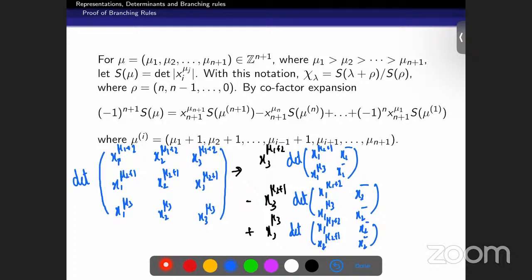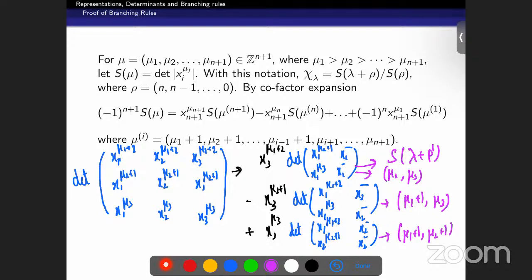So what I want to do is express this part in terms of something like s of some lambda plus rho prime, where this is for a smaller one. If I do that, then I'll see that this specific one corresponds with nothing but mu2, mu3 as the highest weight. This corresponds with mu1 plus 1, mu3, and this corresponds with mu1 plus 1, mu2 plus 1.